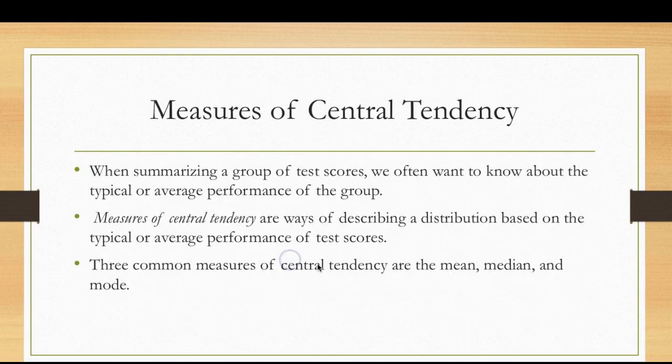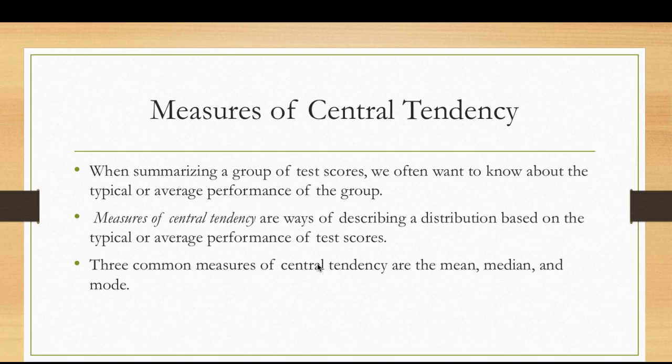So now let's talk about measures of central tendency. When summarising a group of test scores, we often want to know about the typical or average performance of the group. A measure of central tendency is a single value that describes the way in which a group of data clusters around a central value. To put it in other words, it is a way to describe the centre of the data set. There are three measures of central tendency: the mean, the median, and the mode.